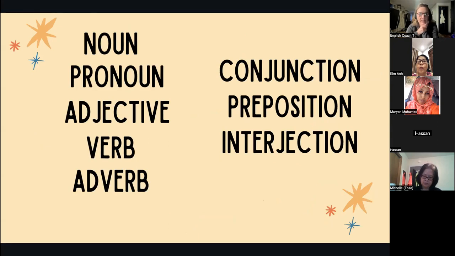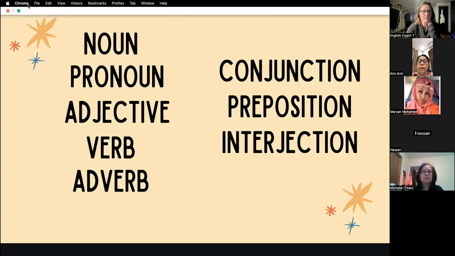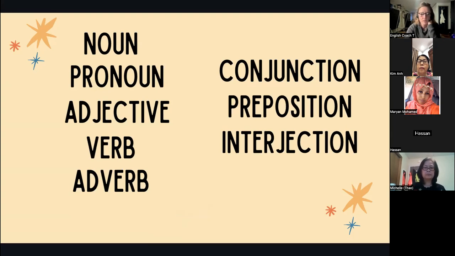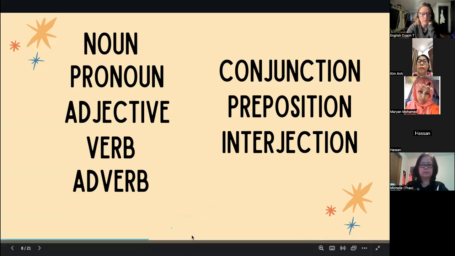And you might want to write these down so that you remember the most important parts of speech: noun, pronoun, adjective, verb, adverb, conjunction, preposition, and interjection. Are there any there that you've never heard of before? Yes, no, or I know all of these. Any new parts of speech you have not heard about before? You can put it in the chat box.